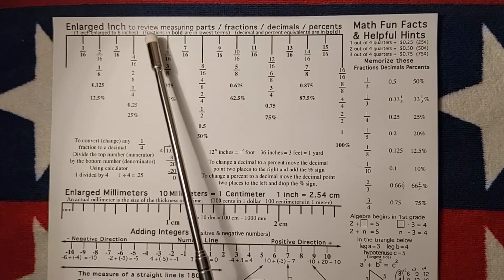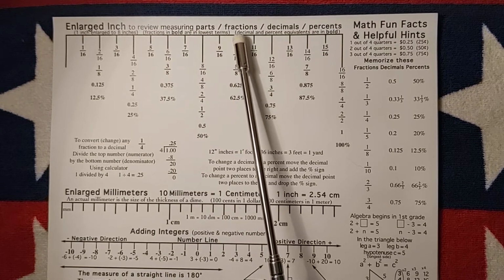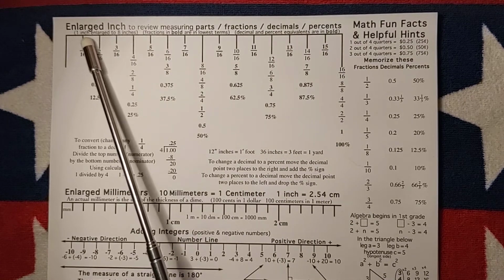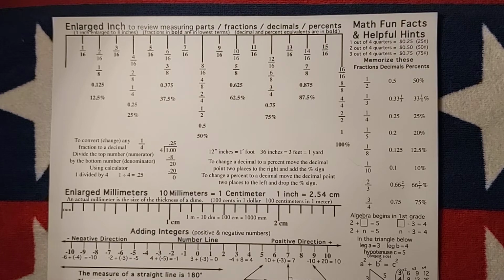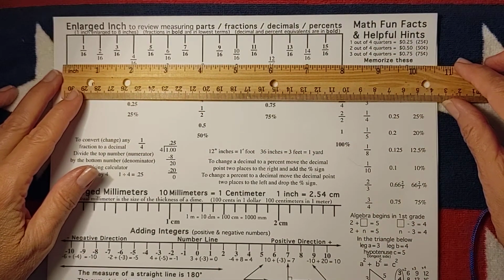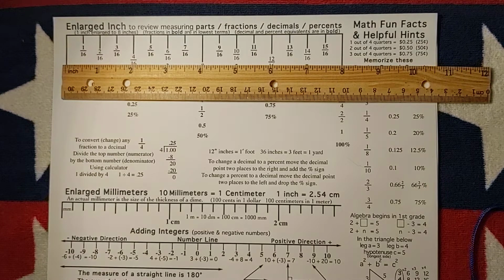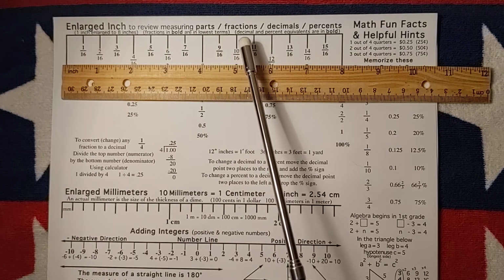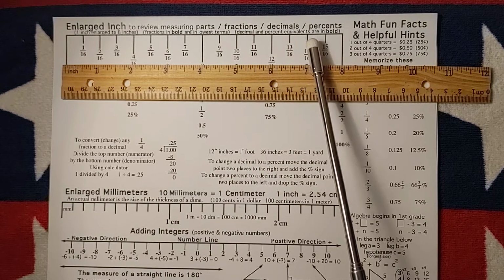Enlarged inch to review measuring parts, fractions, decimals, percents. 1 inch enlarged to 8 inches so that we can see the parts. Fractions in bold are in lowest terms. Decimal and percent equivalents are in bold.